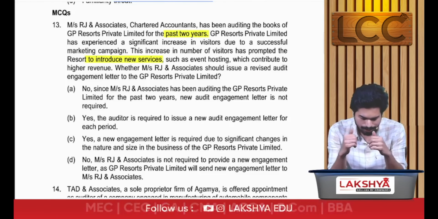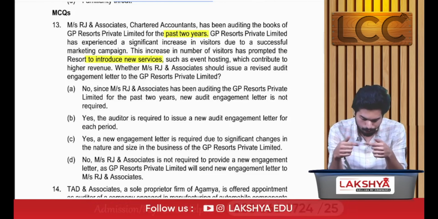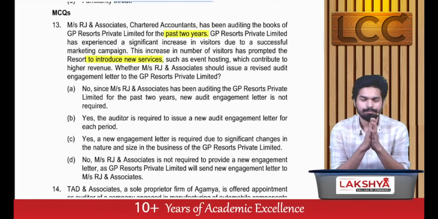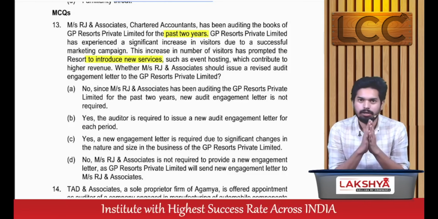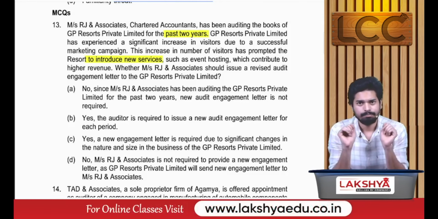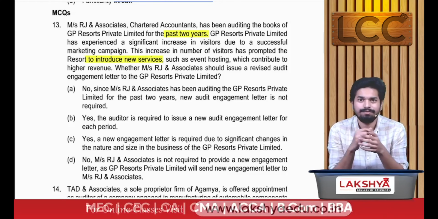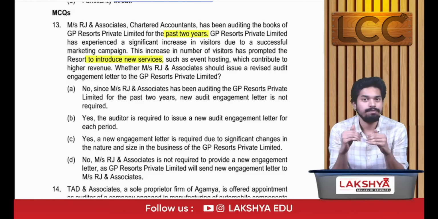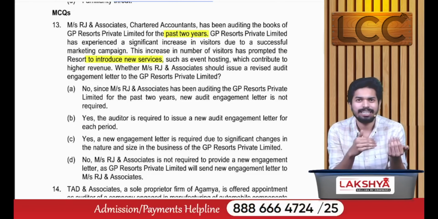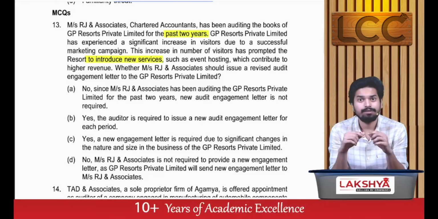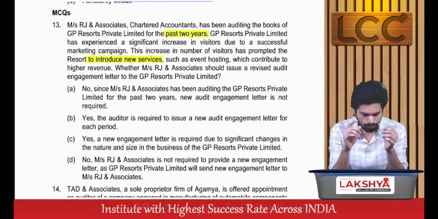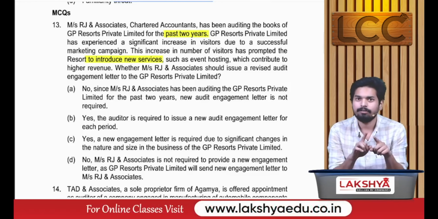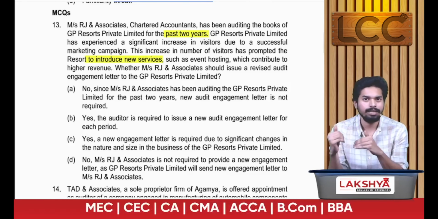Whether Messrs. RJ and Associates should issue a revised audit engagement letter to the GP Resorts Private Limited. Now, first of all, the concept is no need to issue audit engagement letter for each period, yes or no? But there are few circumstances, like if there is a significant change in the nature or size of entity's business, we have to issue a new engagement letter. So here in the case study, there has been an introduction of new services, so there is a requirement to issue a new engagement letter, right?